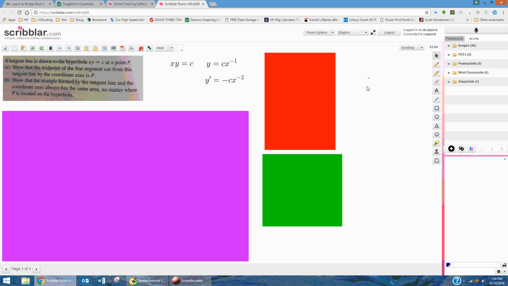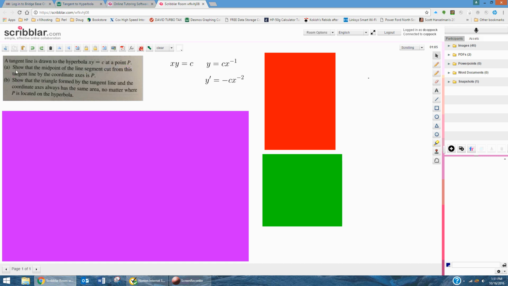Okay, this video deals with the problem illustrated in the upper left-hand corner of the whiteboard. We've got a tangent line that is drawn to the hyperbola given by the equation xy = c, where c is some constant, positive or negative. And the tangent line is drawn at point P. And we're supposed to show two separate things.